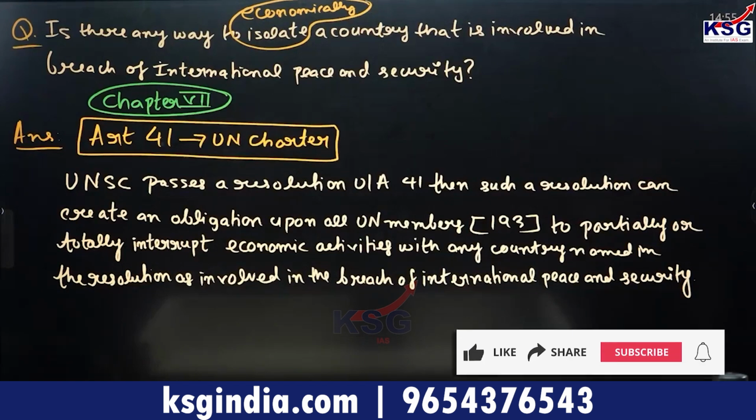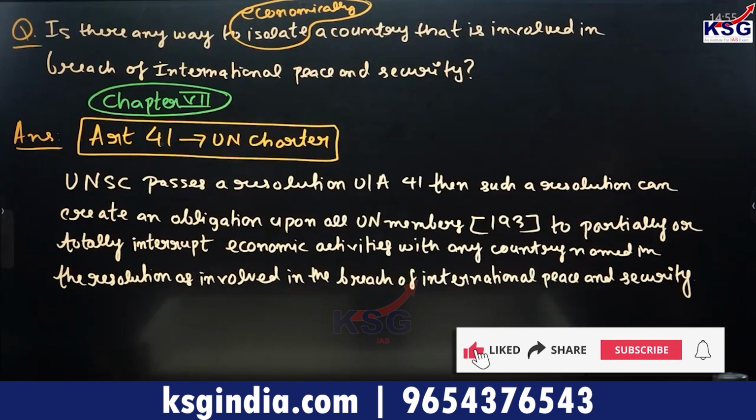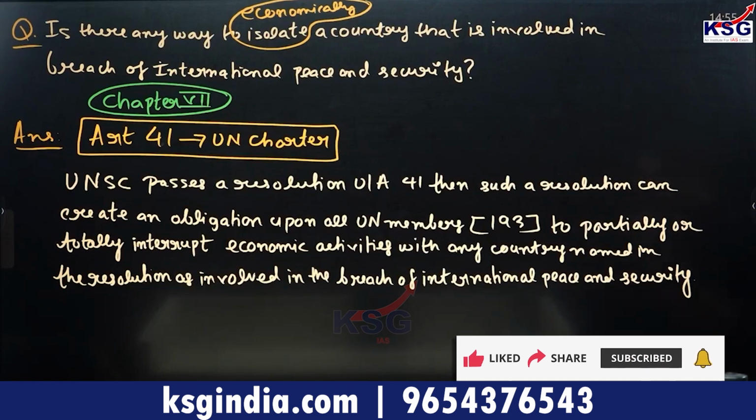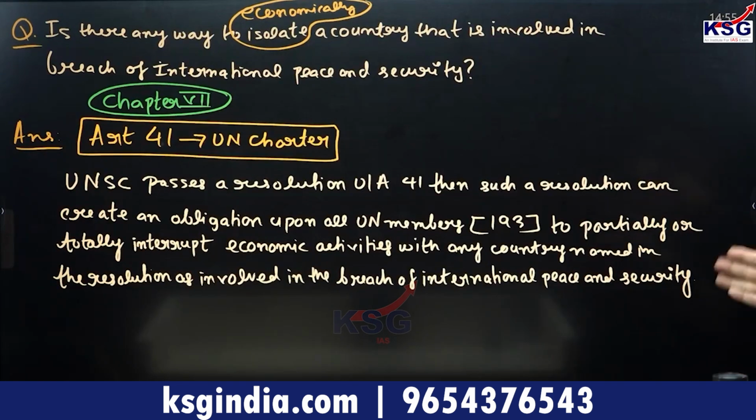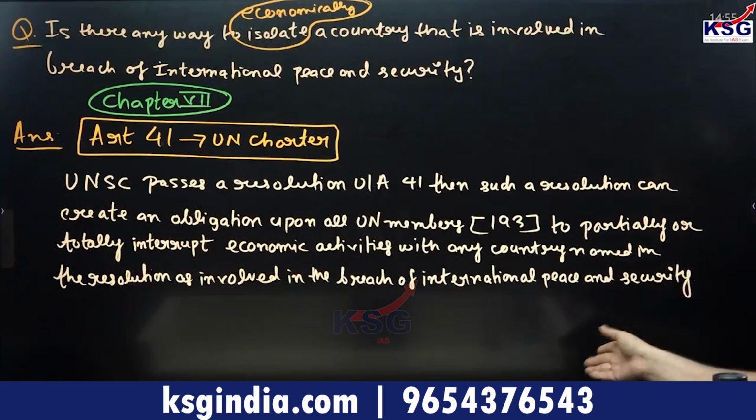If the United Nations Security Council passes a resolution under Article 41, then such a resolution can create an obligation upon all UN members to partially or totally interrupt economic activities with any country named in the resolution as involved in the breach of international peace and security. This is what I'm trying to indicate to you.